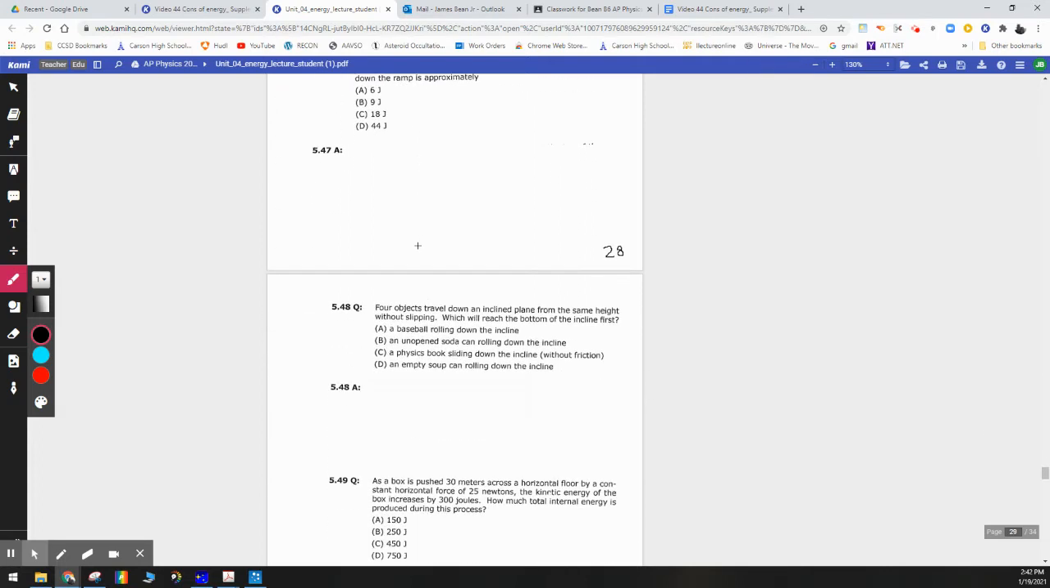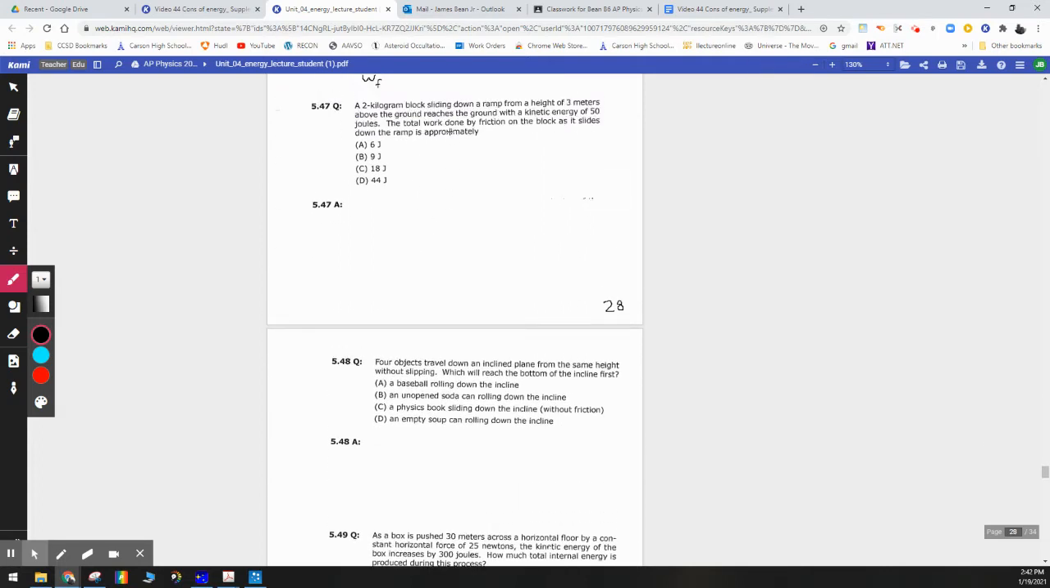Okay, 5.47. A 2 kilogram block sliding down a ramp from a height of 3 meters above the ground reaches the ground with a kinetic energy of 50 joules. Total work done by friction on the block as it slides down the ramp is approximately what? Okay, all right, so now we do have some friction involved. Okay, so let's take a look here.